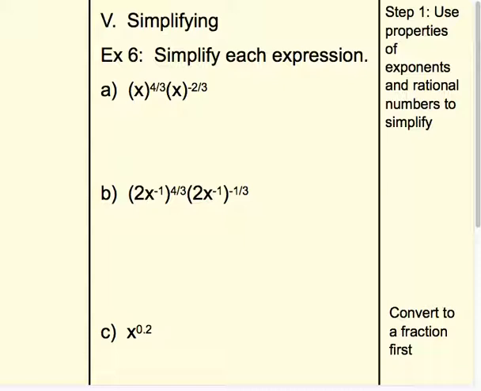We're going to be looking at simplifying rational powers. So we're going to use our properties of exponents because they're exponents. When we have a power times a power, like in example A, we add the exponents. So we get 4/3 plus negative 2/3 is 2/3.